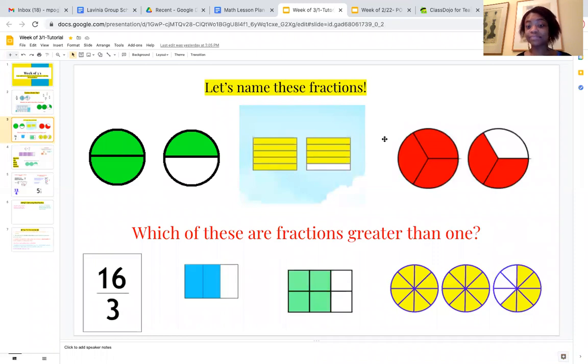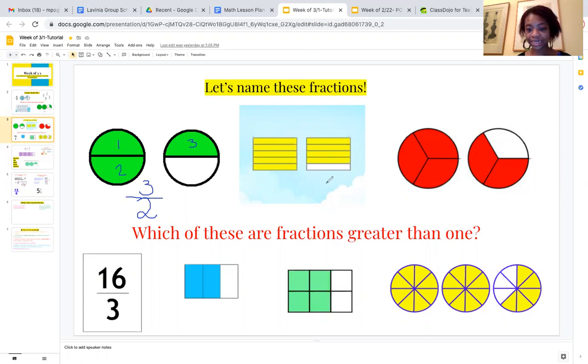Now let's name some of these fractions that we see here. In order to do this, we have to count the total number of pieces. Looking at these two circles in green here, we see that the denominator is 2, right? So that is going to be 2, and we can count 1, 2, 3. So this tells us that this fraction is 3 halves, 3/2.